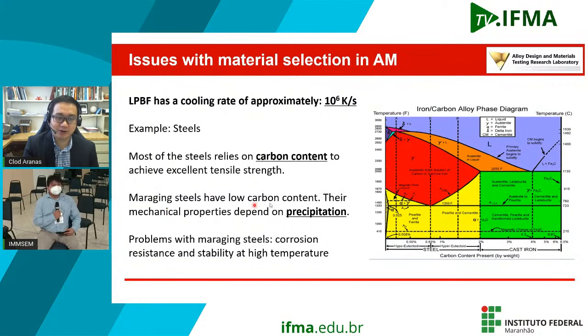Maraging steels have low carbon content and the mechanical properties depend on precipitation. And now, as a materials engineer, we have to look at the disadvantages of using maraging steel. One is that its corrosion resistance and stability at high temperature are low.